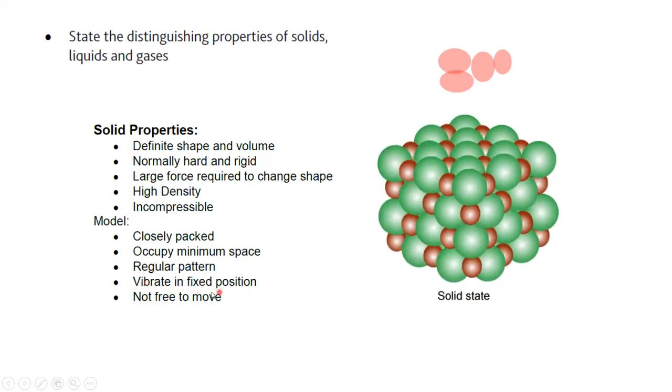And these particles vibrate about a fixed position. At a specific position they vibrate. For example, the green particle you see is not moving from one place to another, but is only vibrating about the fixed position, as is visible in this picture. And they are not free to move. For example, if I name this particle A, this particle A cannot move to the other side, so they do not move freely.